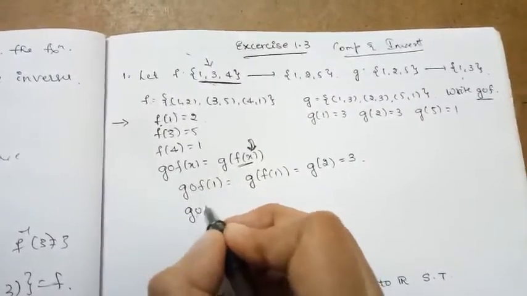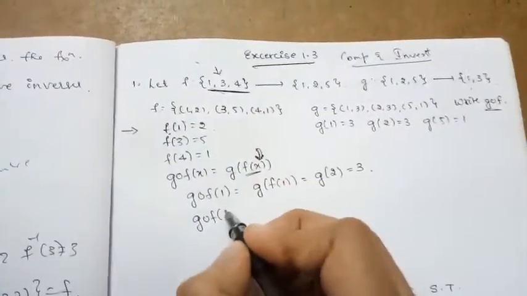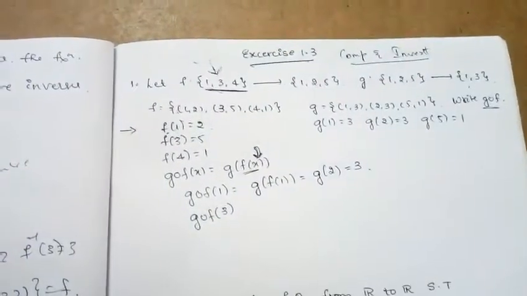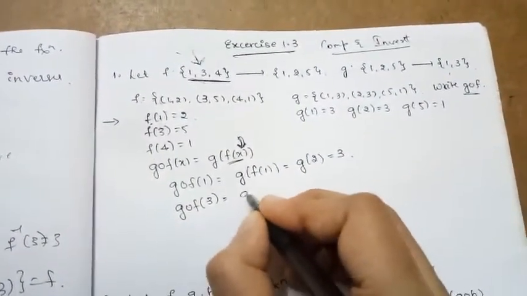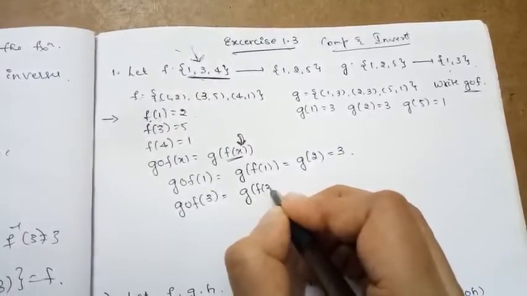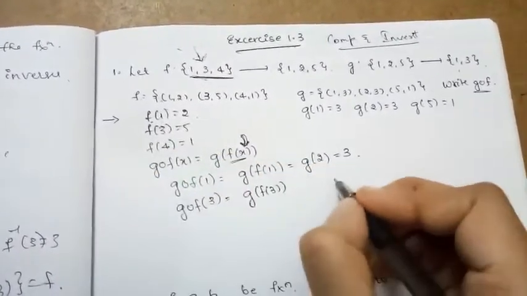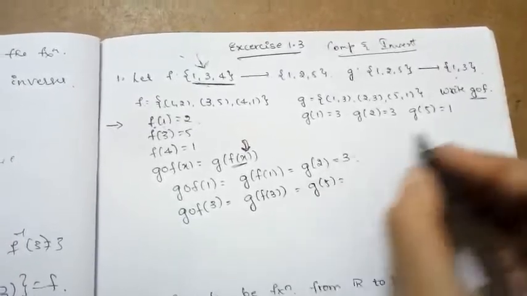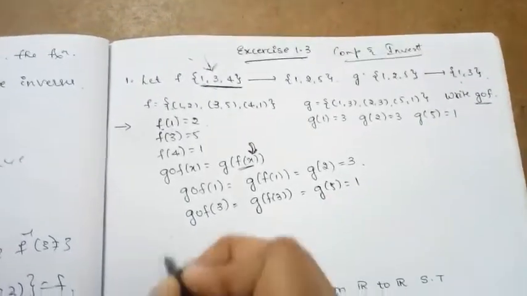Similarly, gof of 3, because the input is from the domain of the function f. gof of 3 means it is nothing but g of f of 3. What is f of 3? f of 3 is 5. So g of 5. What is g of 5? g of 5 is 1.